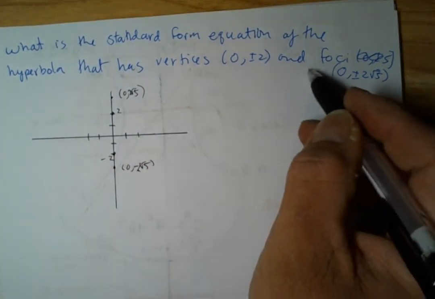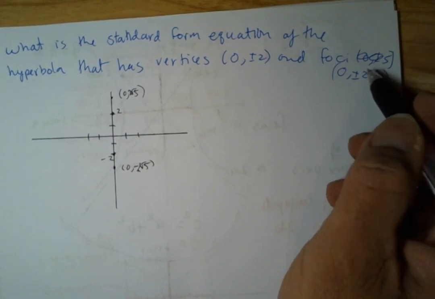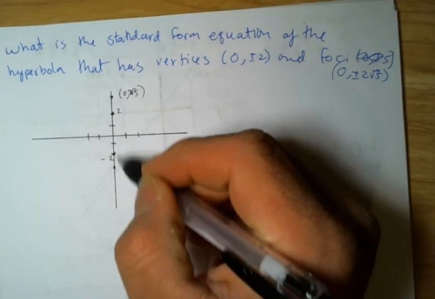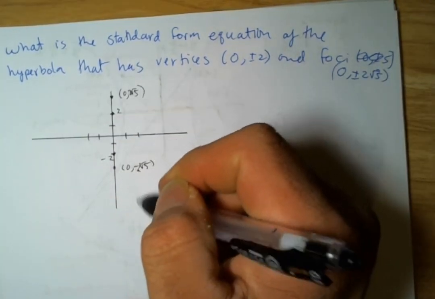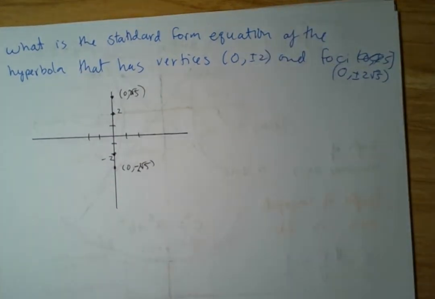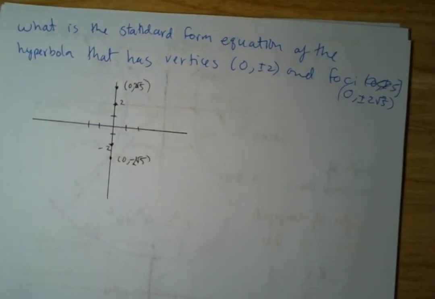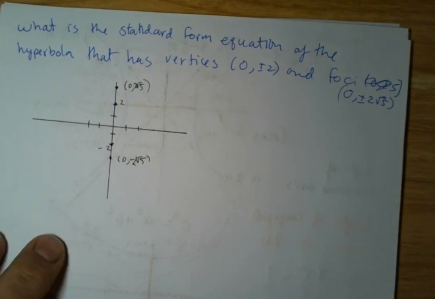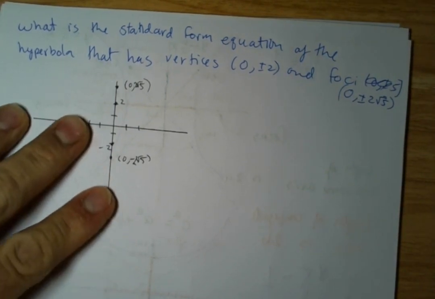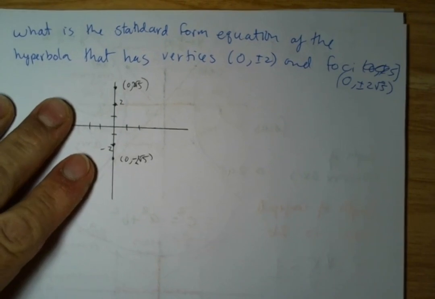And foci at (0, ±2√5). So here I just estimated where this would be, so this plotting of points is not to scale. Again, please avoid skipping this step. Get in the habit of drawing this out so you can see what is happening.